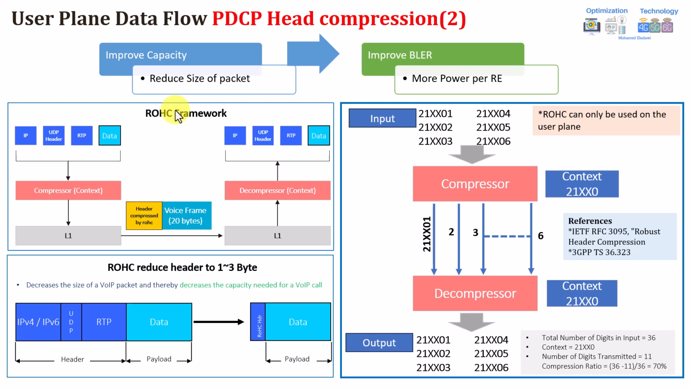So the header compression as well, it's optional. It can be enabled or disabled, as I mentioned in the very beginning. And usually this is the main idea: it reduces the packet size. Reducing the packet size can also improve the capacity, and it can also improve the block error rate, because you will have more power per resource element. If you have smaller packets, this means you can have more power per resource element.